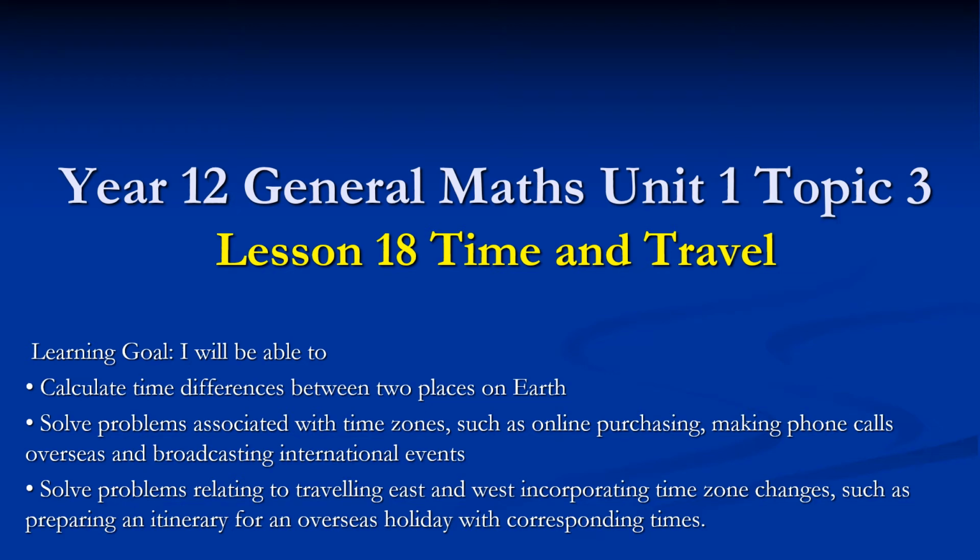Today we're going to particularly solve problems associated with travelling east and west, incorporating time zone changes. So that's important, for example, if you want to travel overseas.